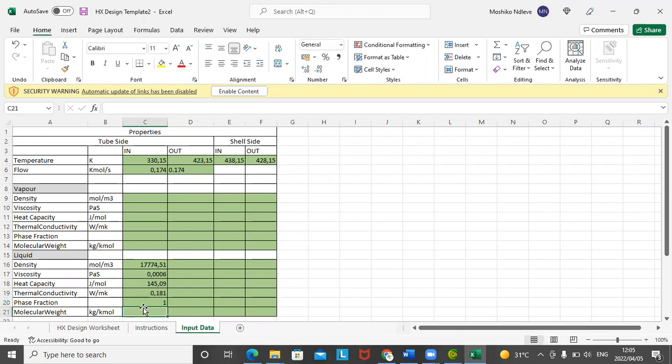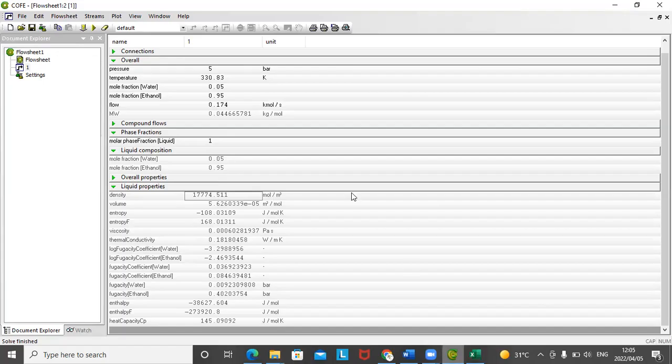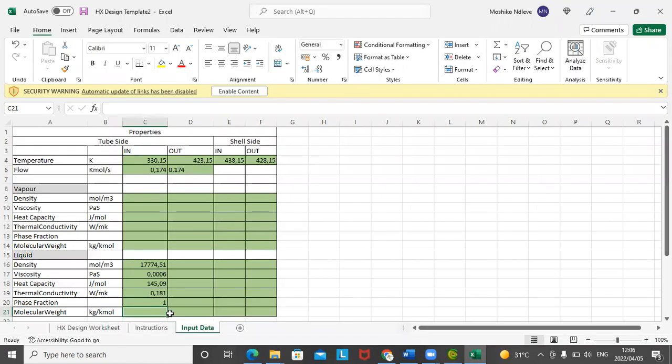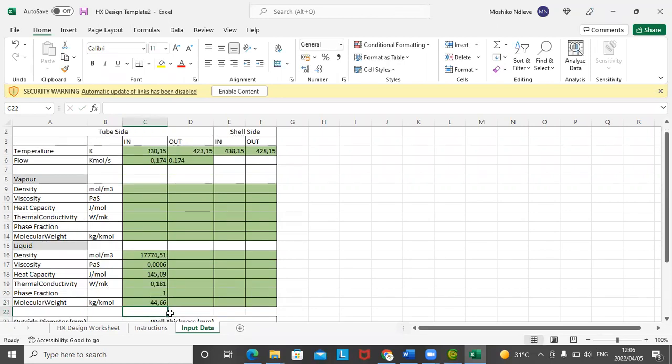That's why I won't input anything on the vapor side. And then your molecular weight, just confirm that it's given it to you in the right units, kg per mole. We need it in kg per kilomole, which is 44.6. Again, highly critical that your units are exactly as they should be.